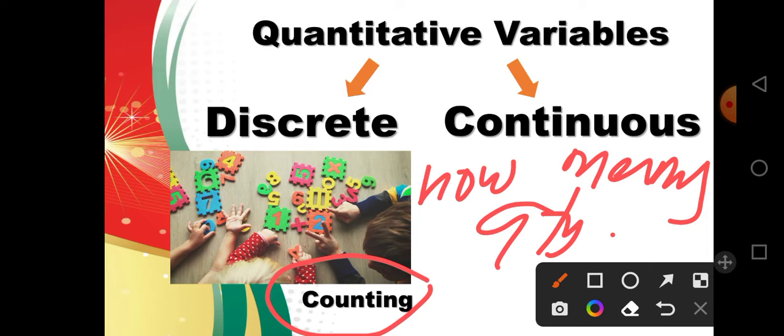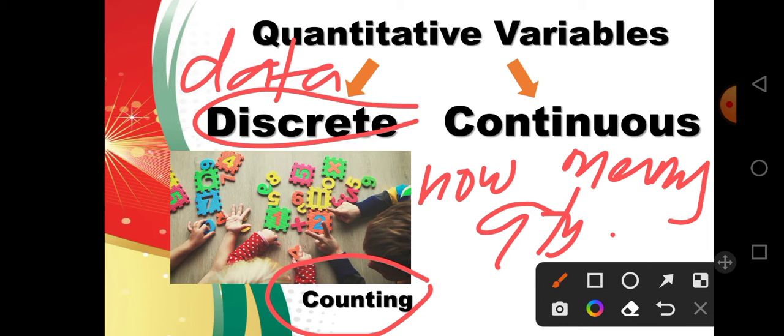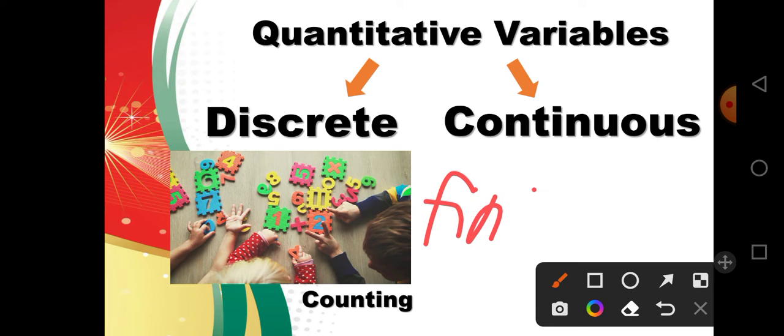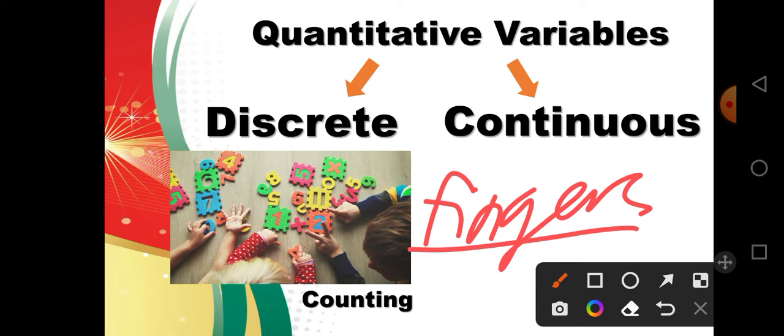So the data of the discrete quantitative variables are those numbers or data that can be obtained by means of counting. It can be easily obtained with the use of our hands and fingers because we are just counting the variables.